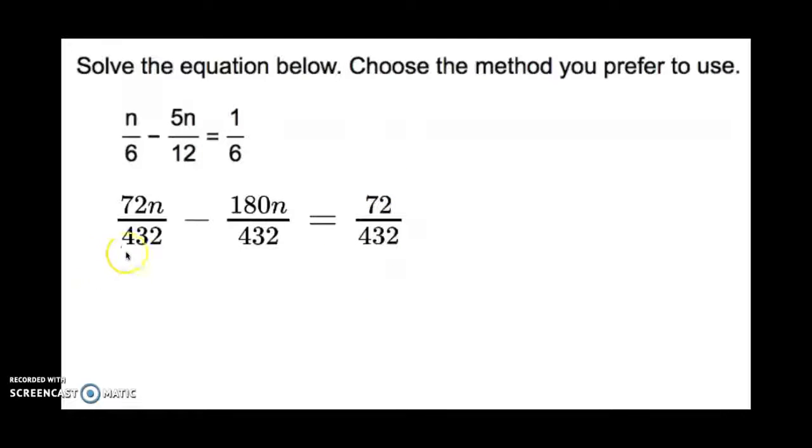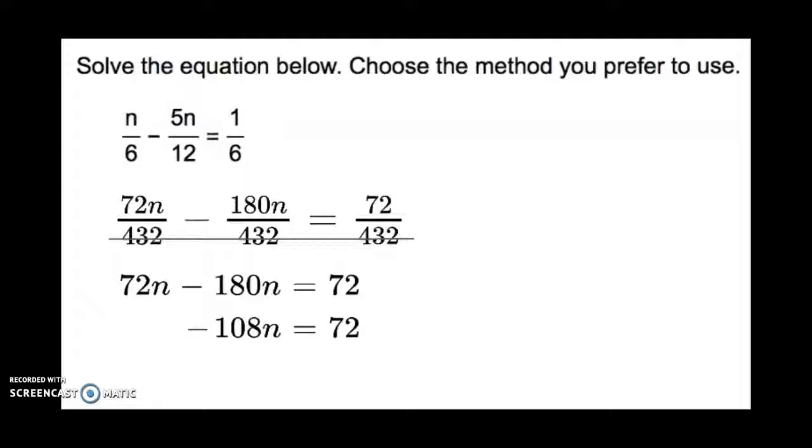Now, like the last problem, we have just fractions, all the same denominator. I can cross out the bottoms, and that'll leave me with 72n minus 180n equals 72. Now I combine my like terms. 72n minus 180n is negative 108n. I divide both sides by negative 108, and I'll have 72 over negative 108, which reduces down to negative 2/3. So my answer is going to be negative 2/3.